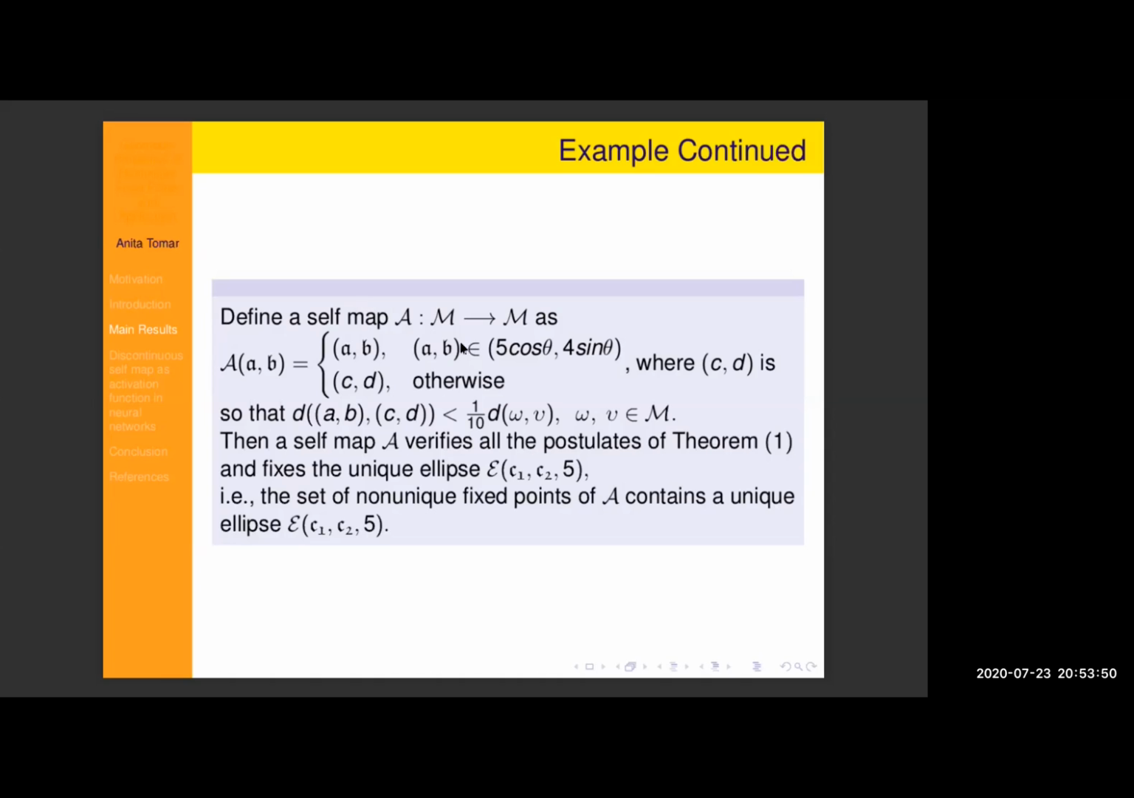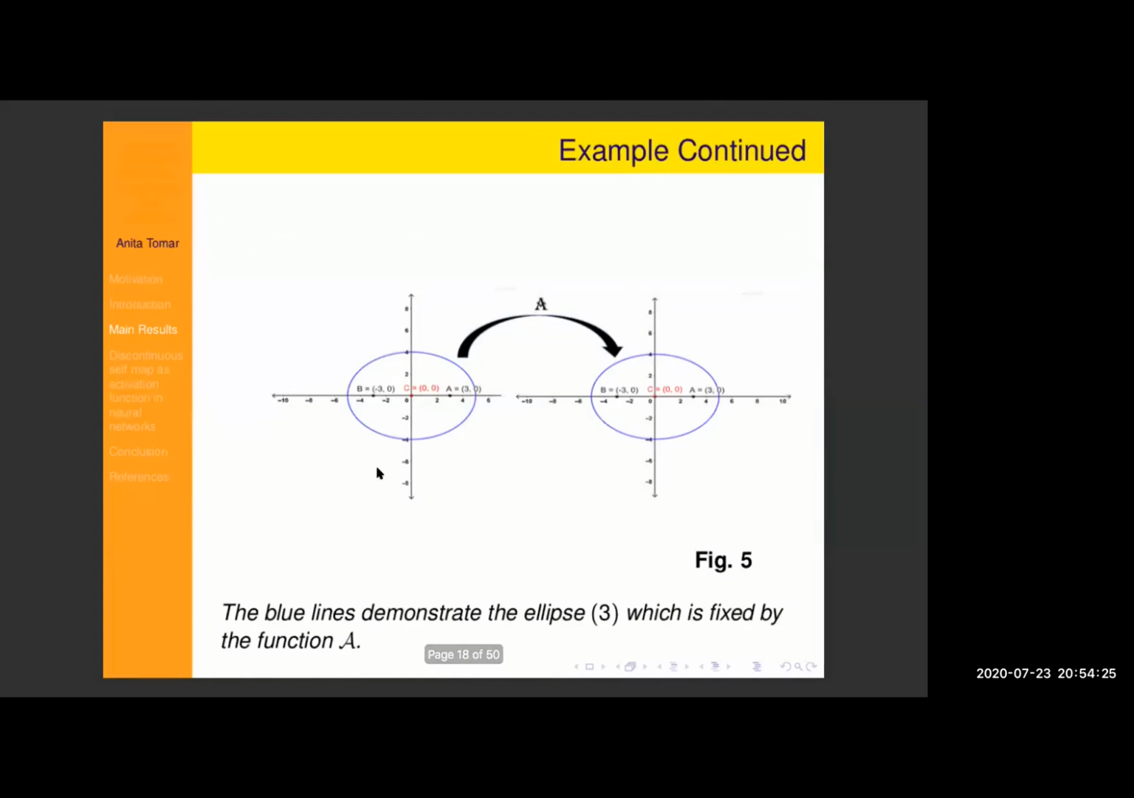So one may verify that all the conditions of our theorem are satisfied, and in this case, the ellipse E with foci C1 and C2 and semi-major axis 5 is a unique fixed ellipse. Or we can say that the non-unique fixed point set of this self-map A contains a unique ellipse having foci at C1, C2 and semi-major axis 5. I have skipped the proof of the theorem because there was a limitation of time. So this is the diagram.